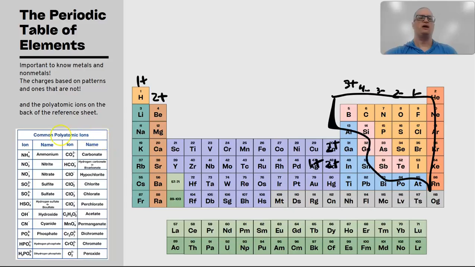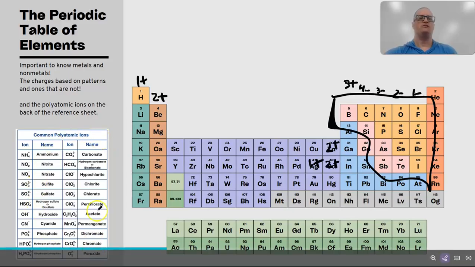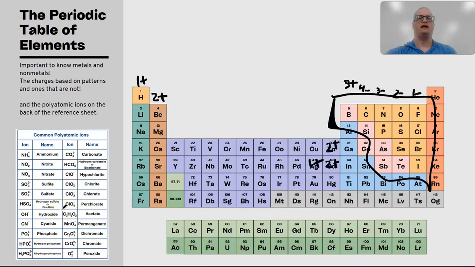You also have your polyatomic names. All these different polyatomic ones. These are on the back of your reference sheet, so you don't need to worry about those. You just need to be able to look them up and come to them. All right, let's see what we got.